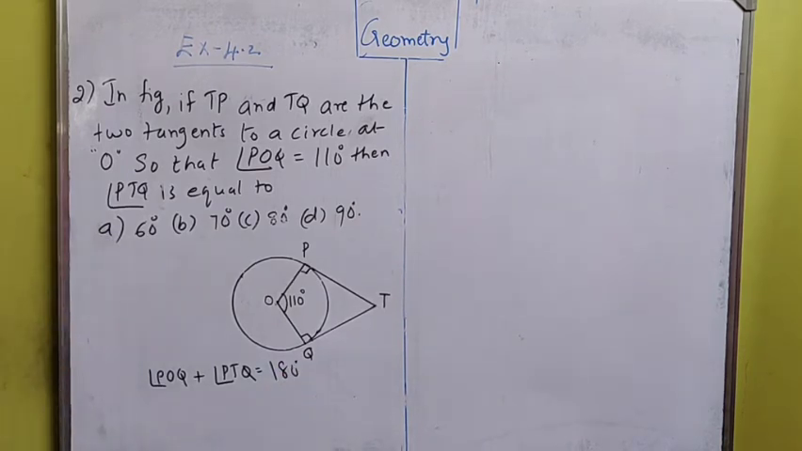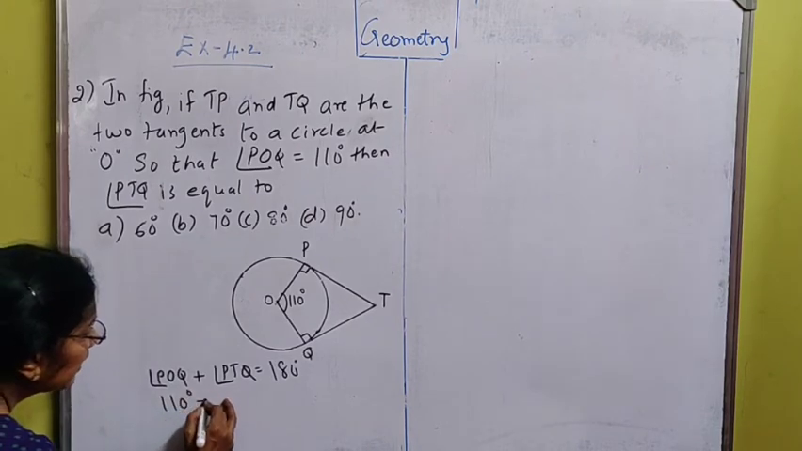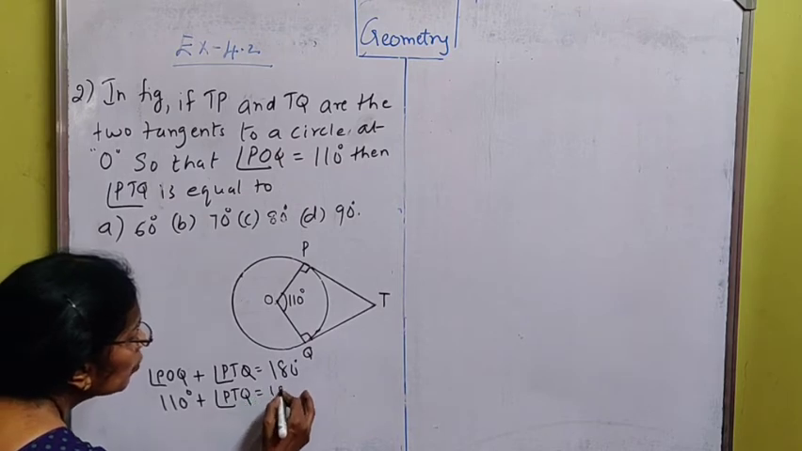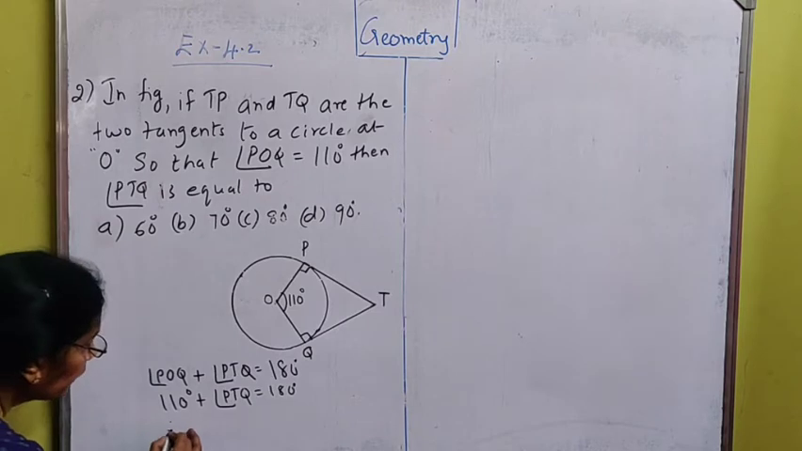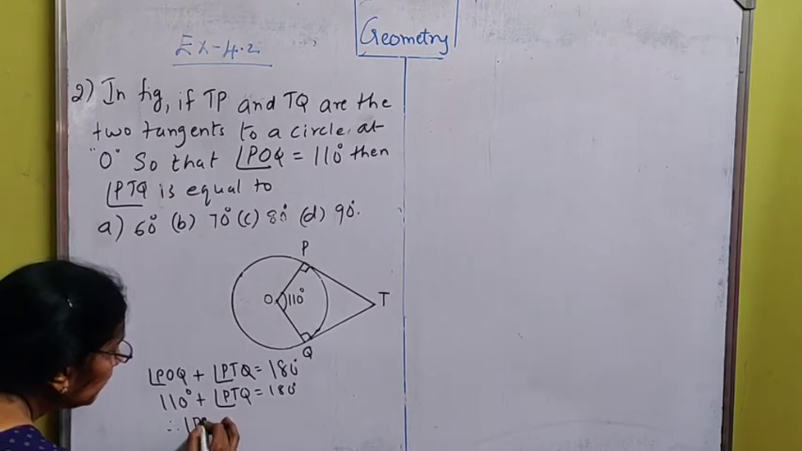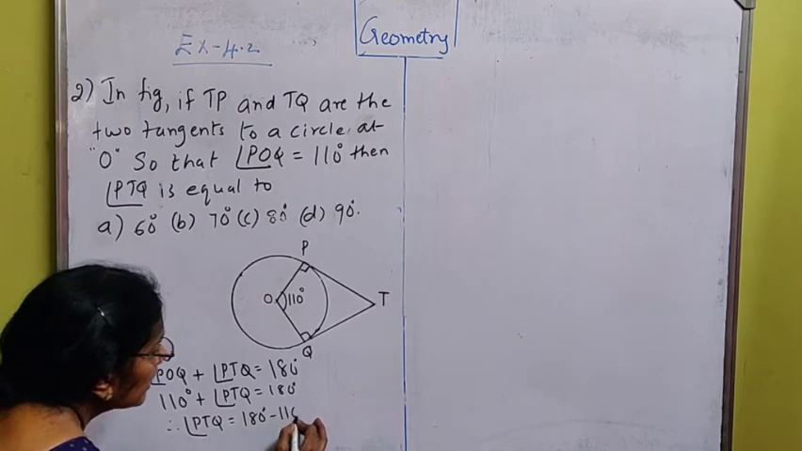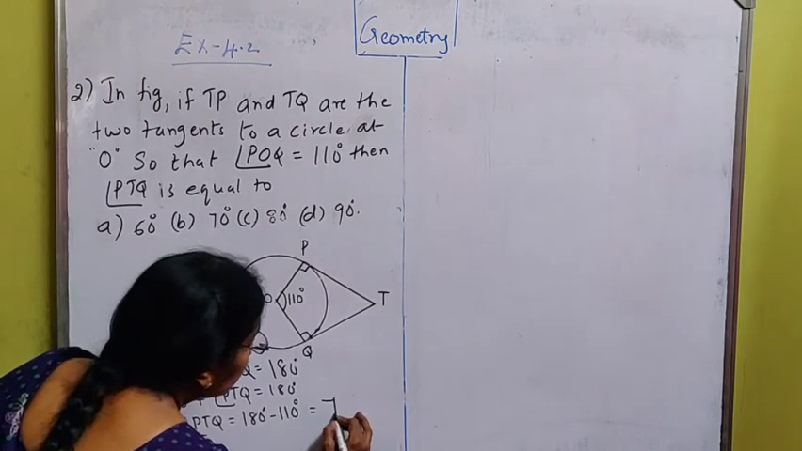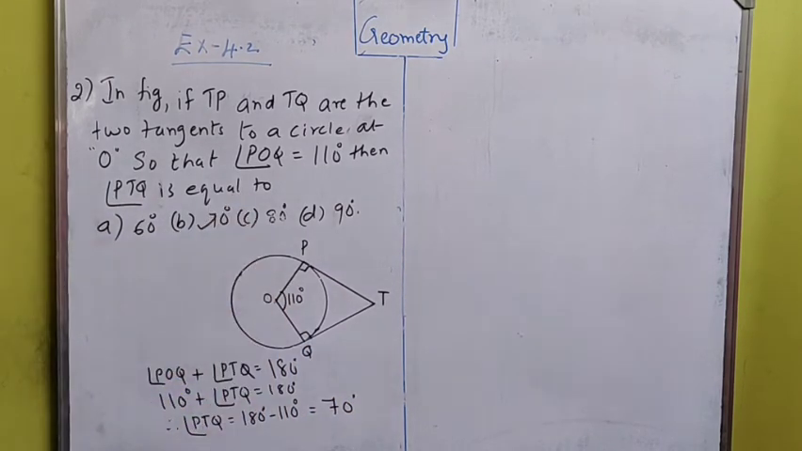So what is angle POQ given? 110 degrees plus angle PTQ is equal to 180 degrees. So what is angle PTQ equal to? Therefore angle PTQ is equal to 180 degrees minus 110. From 180, 110 goes, means it is 70 degrees. So the answer is 70 degrees. That is option B.